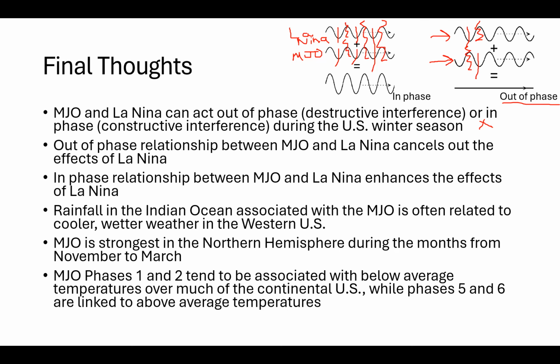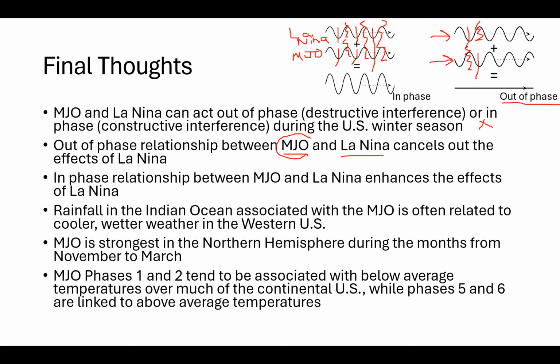How could my forecast have been off? I saw it was going to be a La Nina winter. It should be drier than normal and milder than normal across the Gulf Coast states. But instead, it's cooler and wetter than normal for 2 weeks. What possibly happened? What possibly happened is you may have had an out-of-phase relationship between the MJO and the La Nina, and this may have canceled out the effects of La Nina. Okay? That's a very distinct possibility.